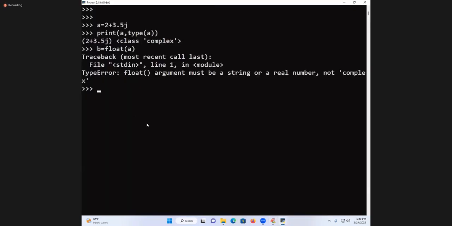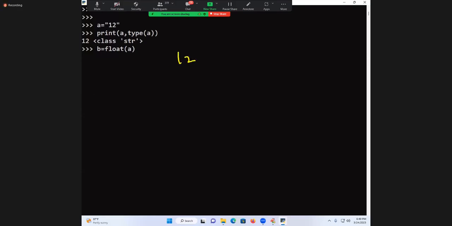Now go to the place. Be careful, students. This is str now. Possible or not possible? Careful. Don't tell immediately. Possible or not possible? Apply your intelligence. 12 within the double quotes. Was it possible to convert into integer? Come on. Yes, it was possible. So we got 12 or not? That 12 we are converting into which type?